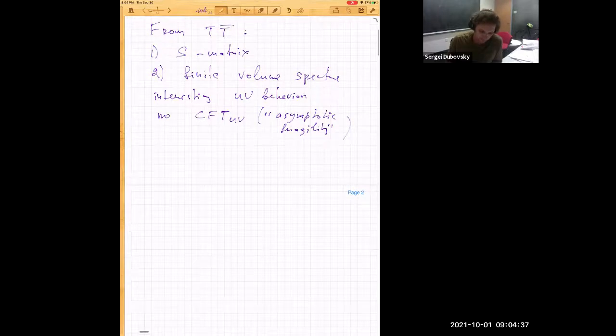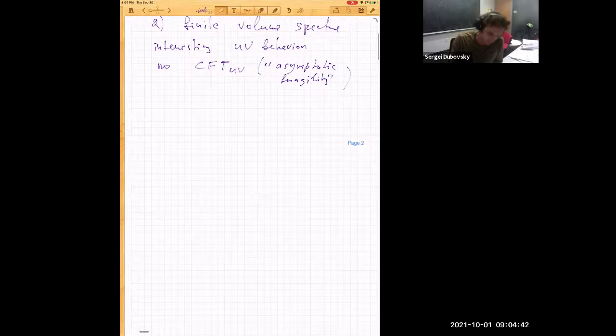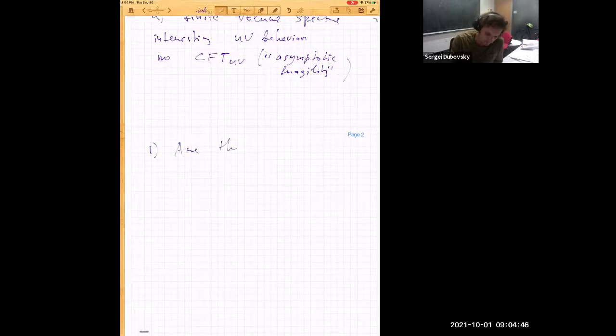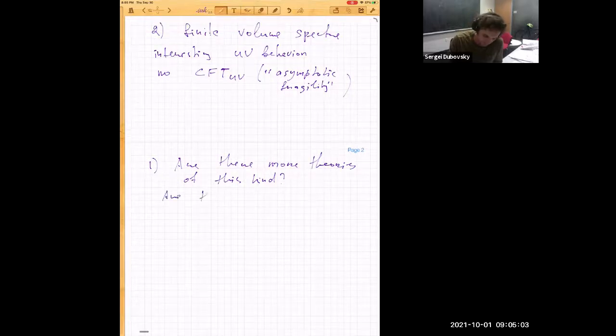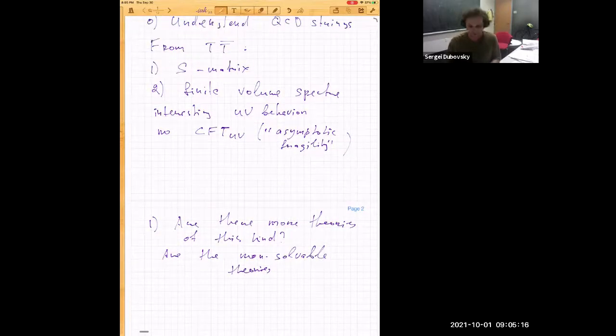And for me there are two closely related questions. One is, are there more theories of this kind? In particular, are there non-solvable examples? I should say already in the TT-bar story, the theory is in some sense not solvable, because you can start from any quantum field theory. It doesn't have to be integrable, and then this deformation exists. But the transition from the initial S matrix to the deformed S matrix relies on a very special property of the TT-bar operator, and that's given by an exact formula. So in that sense, it's an exactly solvable theory.